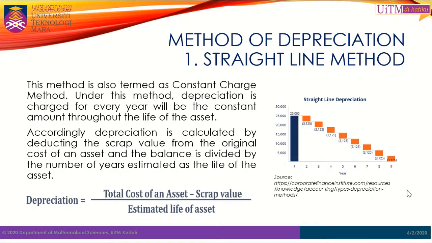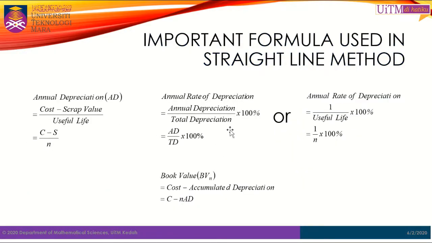The text on the left side says that under this method, the depreciation charged every year will be a constant amount throughout the life of the asset. That is what is meant by the straight line method. Some of the formulas related to the straight line method are given in this slide. For example, the annual depreciation AD is equal to the cost minus the scrap value divided by the useful life, which is C minus S divided by N.